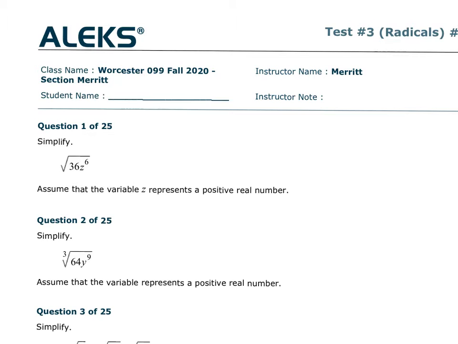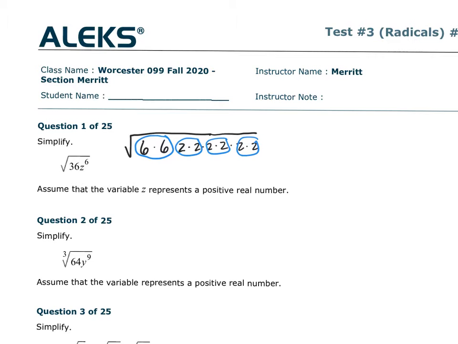To simplify the first problem, you want to first factor out this as much as you can. So notice 6 times 6 is 36. We know that's already a perfect square. And then everything that's doubled up under the radical can be taken out as one pair.